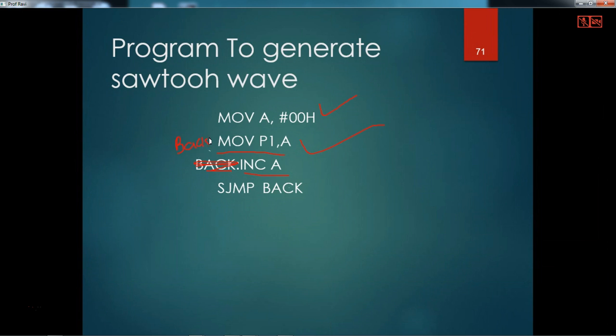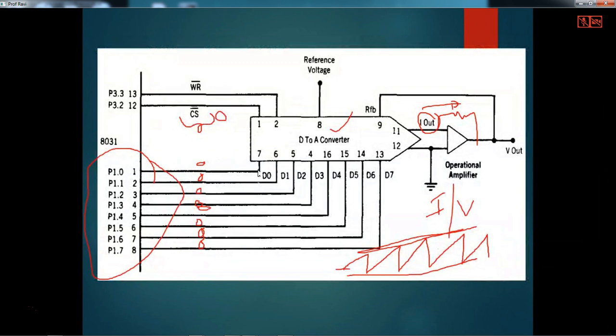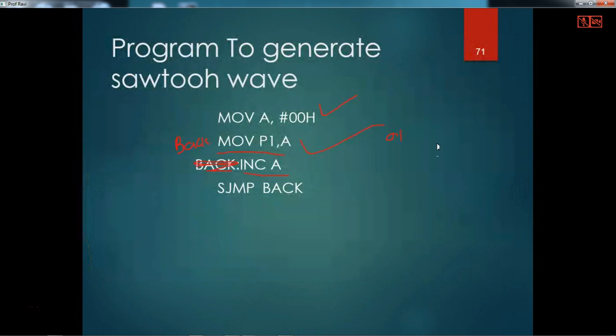You increment the accumulator, so it became 1. Then short jump back. Incremented, then you went back, so the content of A is moved into port 1. Port 1 is connected to the D2A converter, so it will now give 1, which is converted into the equivalent analog voltage.